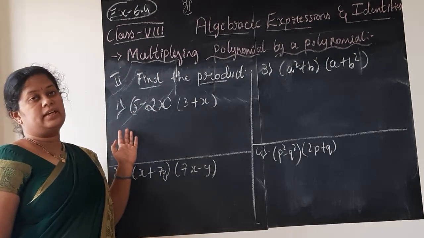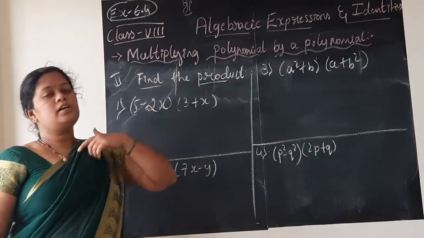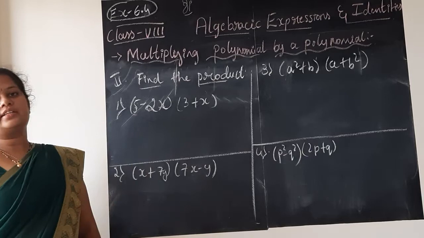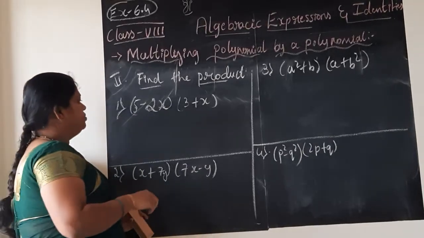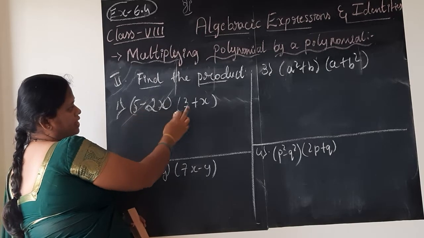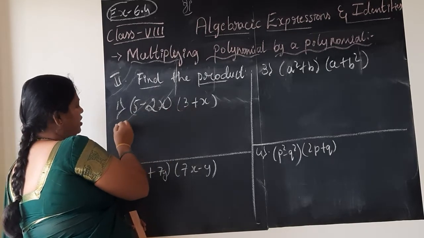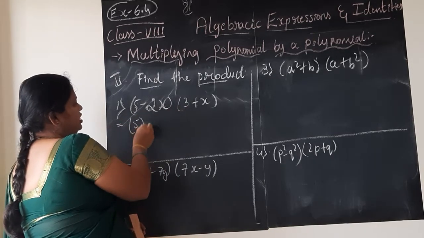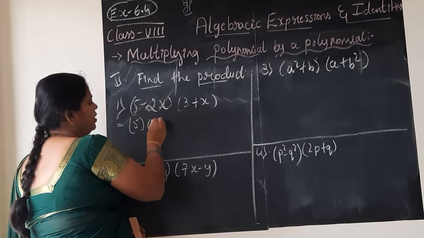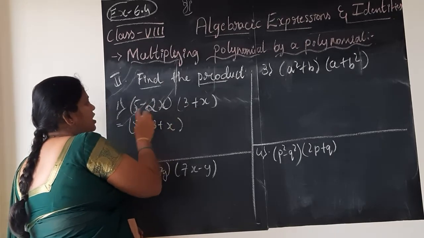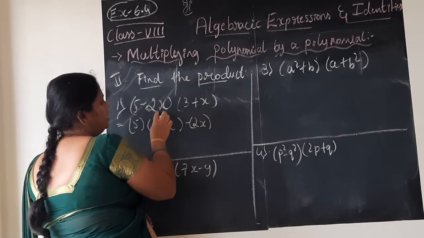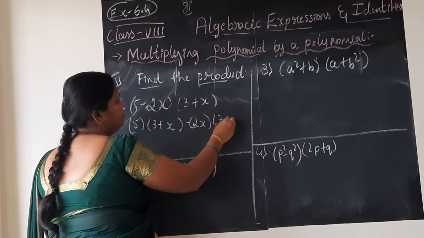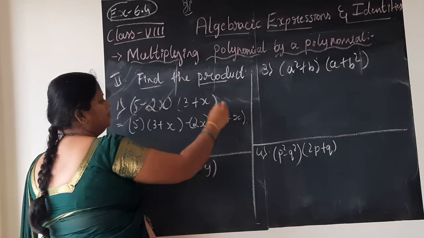Children, in the second main question, find the product. 4 questions are there. I am solving all the 4 for you. It is very easy and the same steps we should follow. Again, it is multiplying a binomial by a binomial. It is equal to first term 5 into the whole bracket 3 plus x. In between 5 and 2x, a minus sign is there. So second term 2x into again the first bracket 3 plus x.